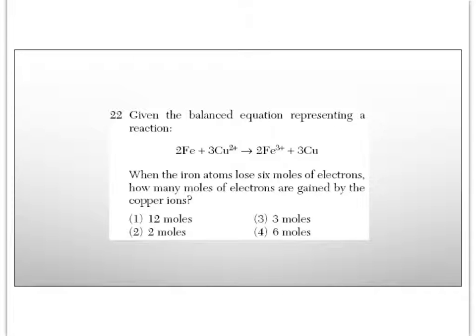So here's one: given the balanced equation representing a reaction, when the iron atoms lose 6 moles of electrons, how many moles of electrons are gained by the copper ions? You don't even need to go through any sort of math here. It tells you that it's balanced, and all balanced equations have conservation of mass, energy, and charge. So if the irons are losing a total of 6, how many do the coppers have to gain? A total of 6. That's it. It's already balanced.